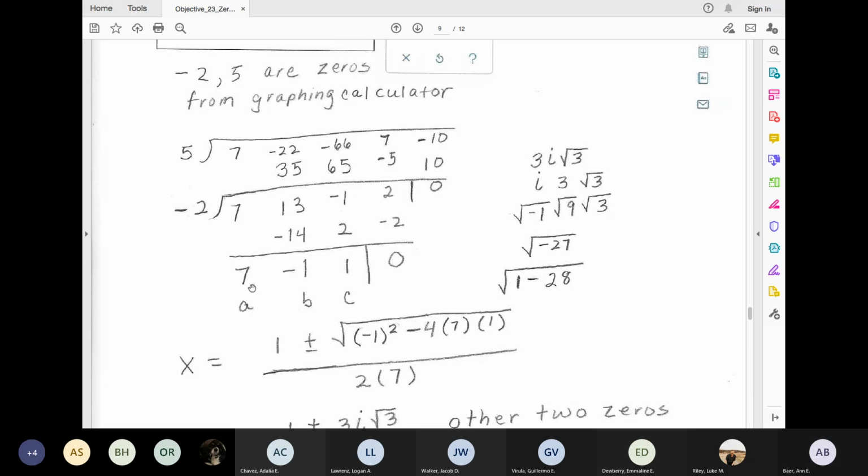Drop, get 7. Multiply, -2 times 7 is -14. Add straight down, 13 minus 14 is -1. Multiply, -2 times -1, +2. Add straight down, -1 plus 2 is +1. -2 times 1 is -2. Add straight down, we get 0. And we are down to a quadratic.